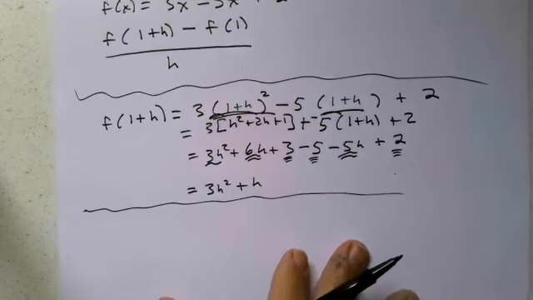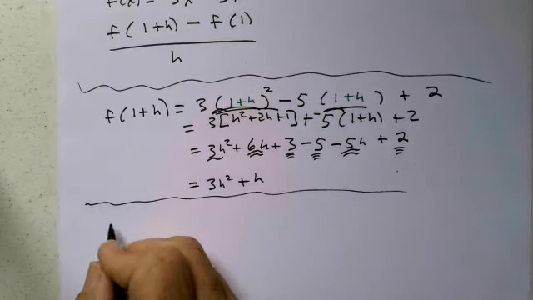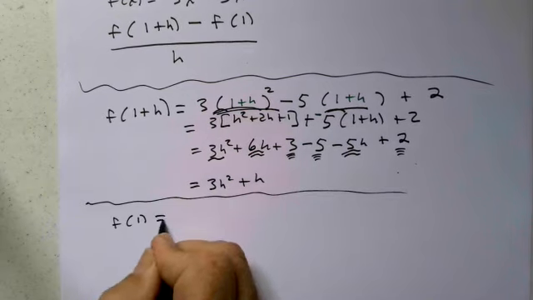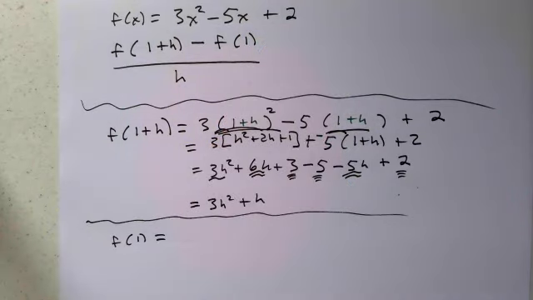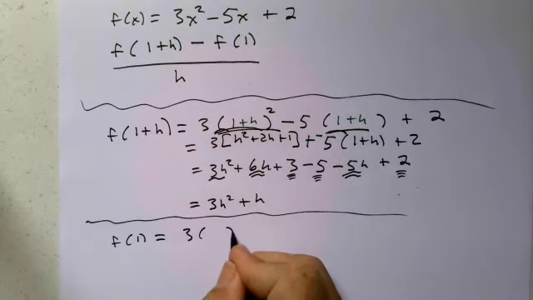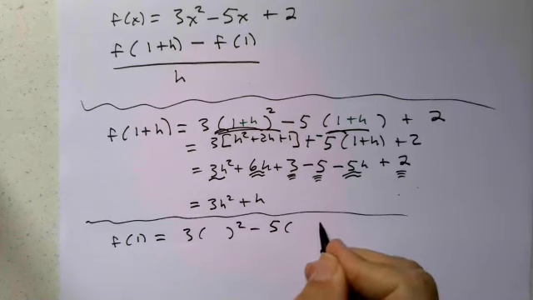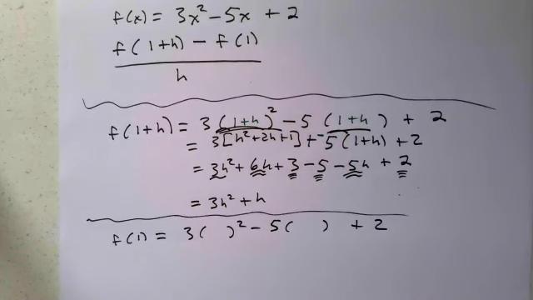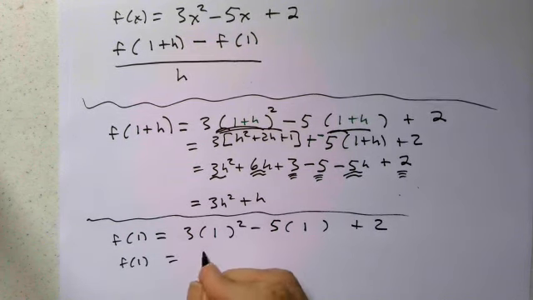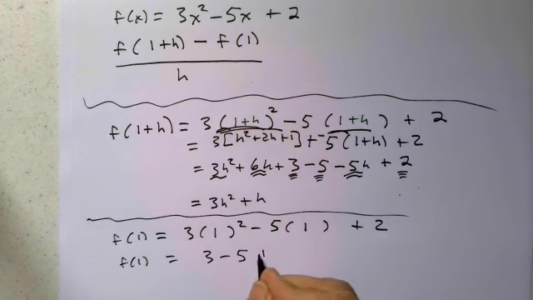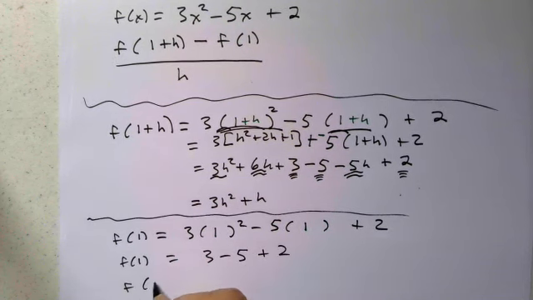So let's look at that next. So what is f of 1? We see f of x is 3x squared minus 5x plus 2. So f of 1 is 3 times 1 squared minus 5 times 1 plus 2. And this worked out very nicely for us. So we get f of 1 equals 3 minus 5 plus 2. f of 1 is just 0.